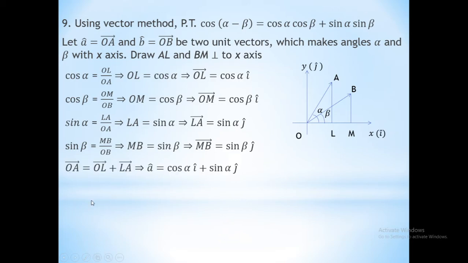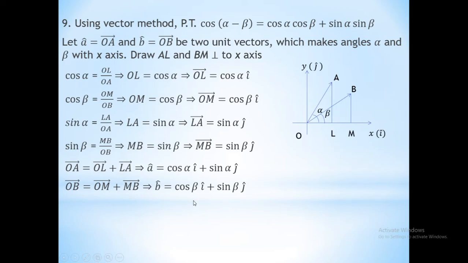Now you have to find the value of OA vector. So you know that, using the triangle law of vectors, OA can be written as OL plus LA, isn't it? OA can be written as OL plus LA. What is OL? OL is this, cos alpha i cap. And what is LA? Sin alpha j cap. Okay, what is OA? It is a cap. The same way you have to find OB. So OB means OM plus MB. I'll say again, OB means OM plus MB vector. So OM vector is cos beta i cap and MB is sin beta.